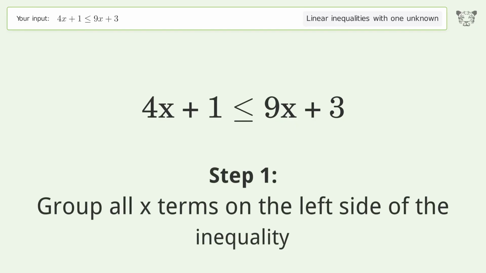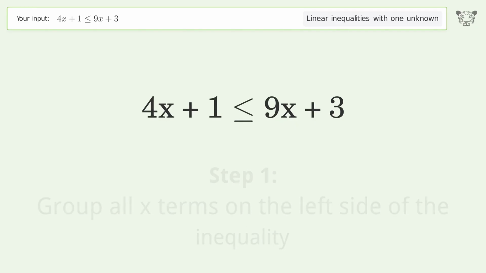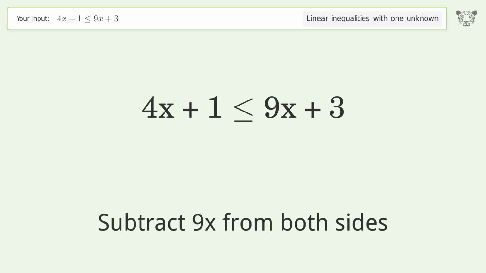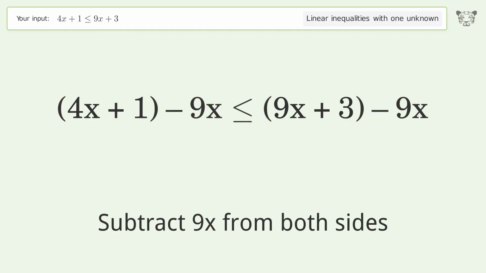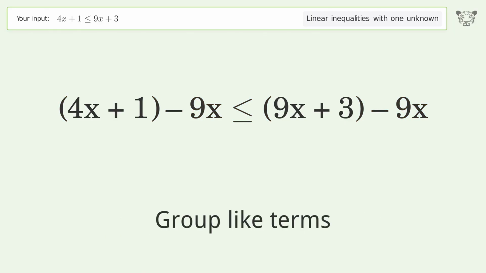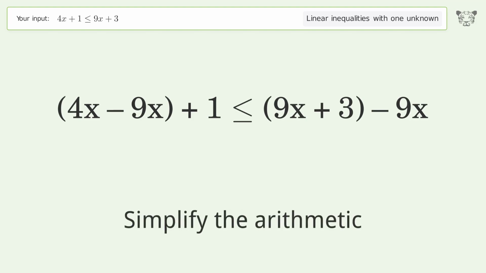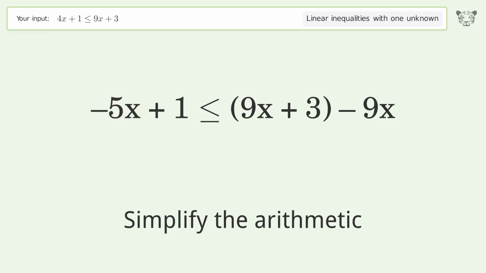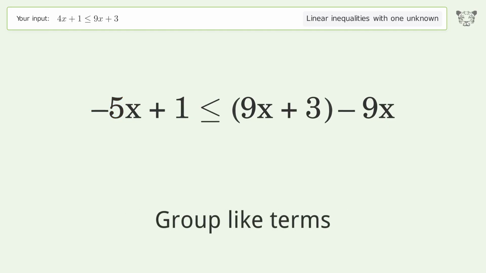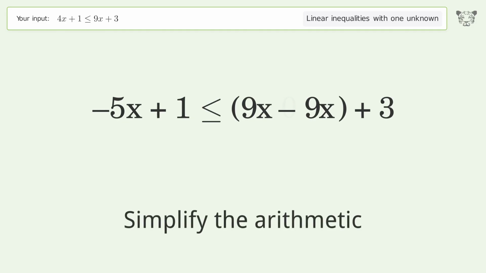Group all x terms on the left side of the inequality. Subtract 9x from both sides. Group like terms. Simplify the arithmetic. Group like terms. Simplify the arithmetic.